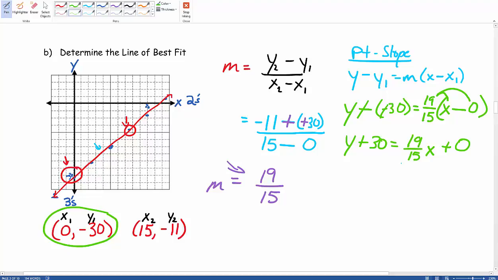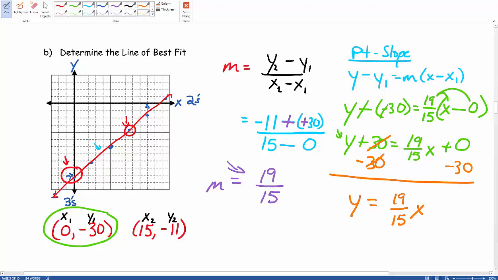Then lastly, all we need to do is solve for y. So we're going to go ahead and subtract 30 from both sides. Over here, they cancel on the left, leaving us with just y equals our 19 over 15 x. And then 0 minus 30, we get negative 30. So here is our line of best fit. This is the thing that really is that red line that pretty much models our data.